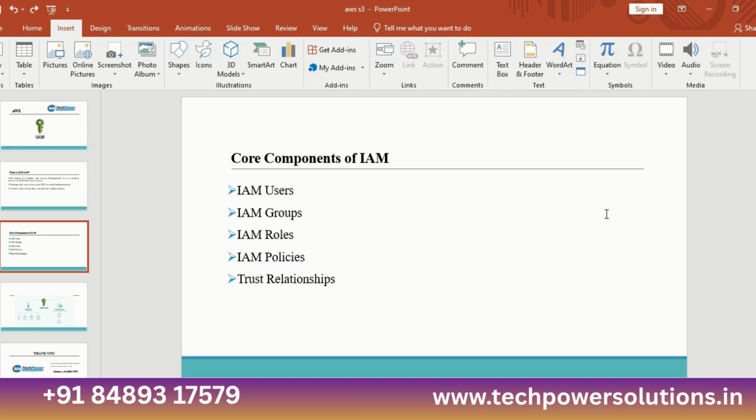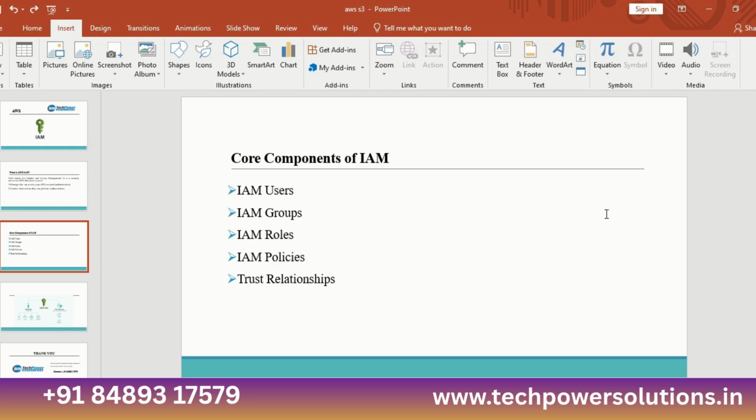Next one is IAM groups. So it is a collection of IAM users. So permissions are assigned to the group, and all users in the group inherit those permissions. So for example, you can create a group called developers and give it access to EC2 and S3.